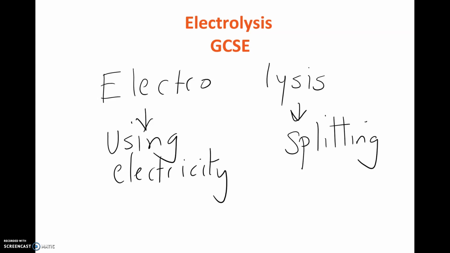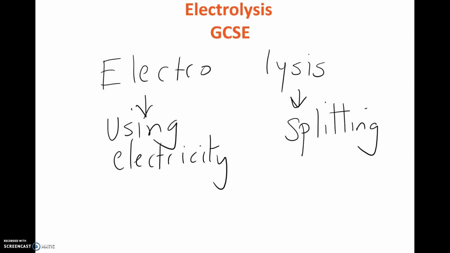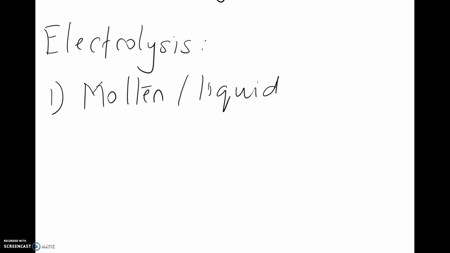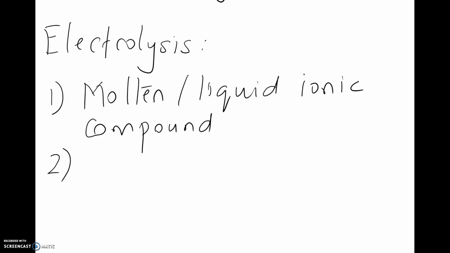So in order for you to use electrolysis, we need to have certain conditions. For electrolysis to work, number one, you need to have a molten or liquid ionic compound. Now, number two, you're going to use electricity to split the metal from its ore.